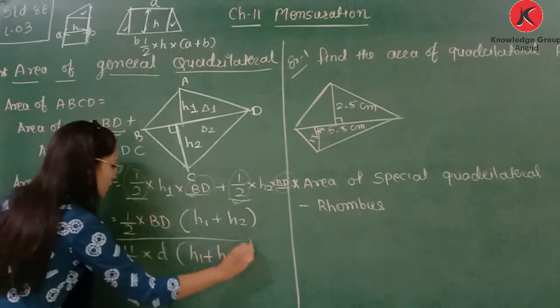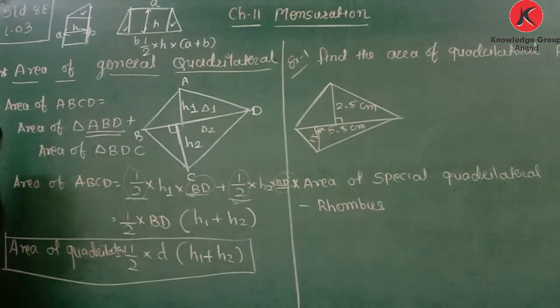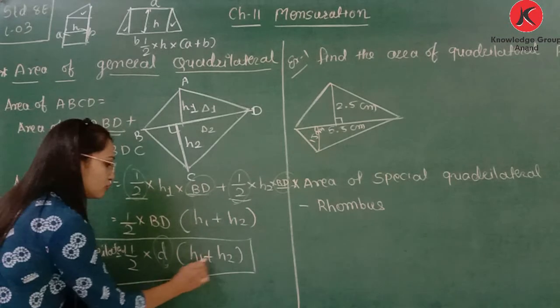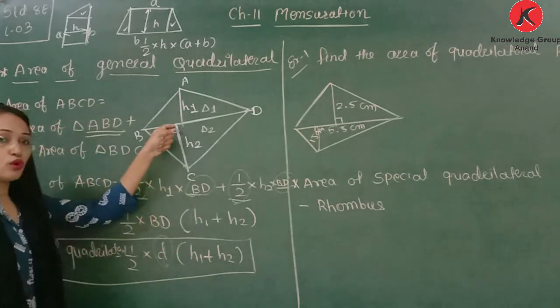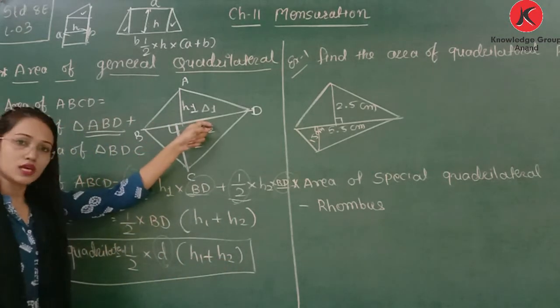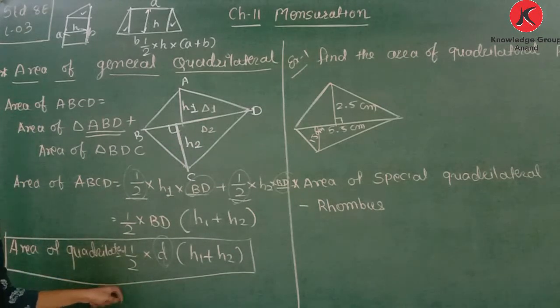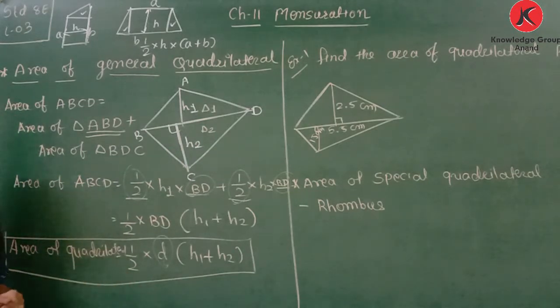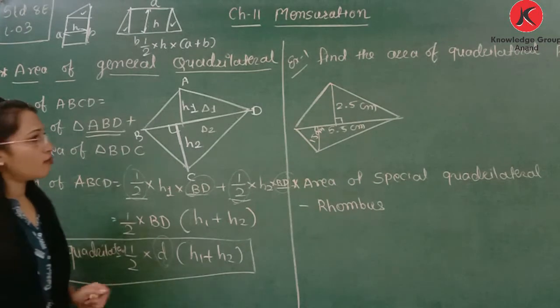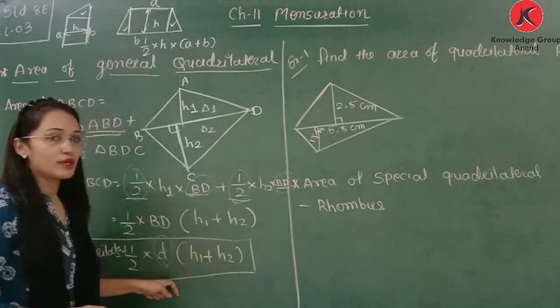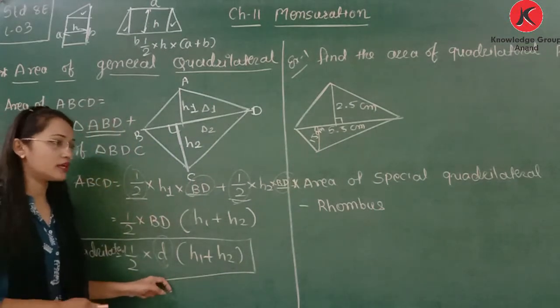When can we use this equation? If in a figure we have a value of the diagonal, that is related to this also. Okay. Now next, let's solve one example of how to use this equation to find the area of a general quadrilateral.